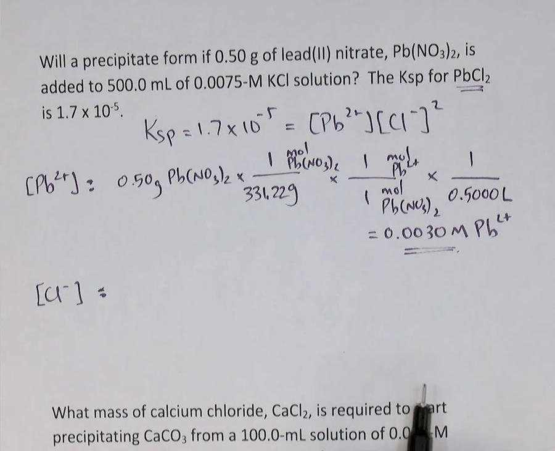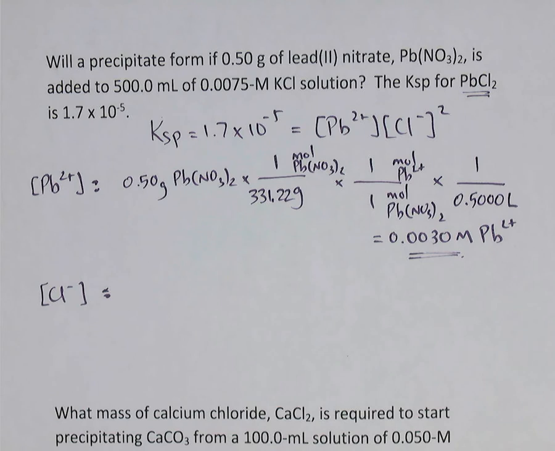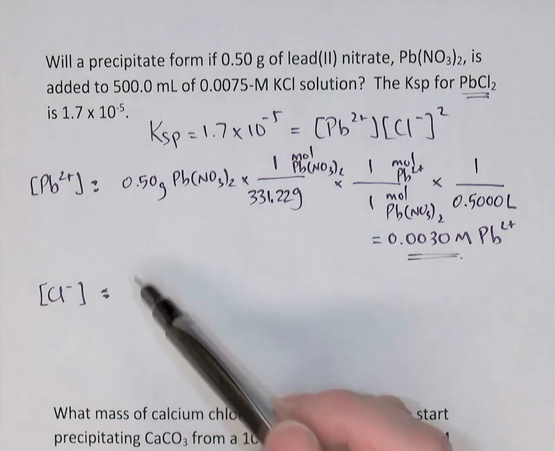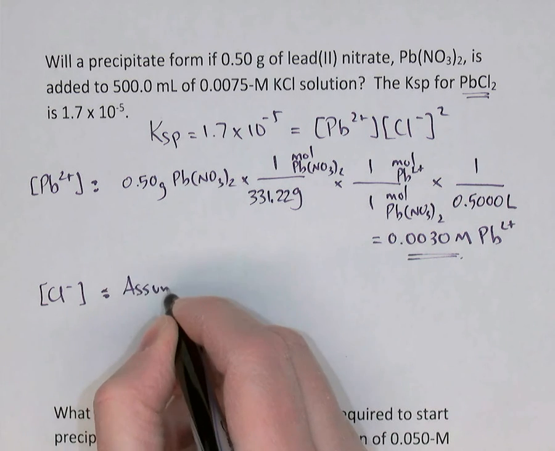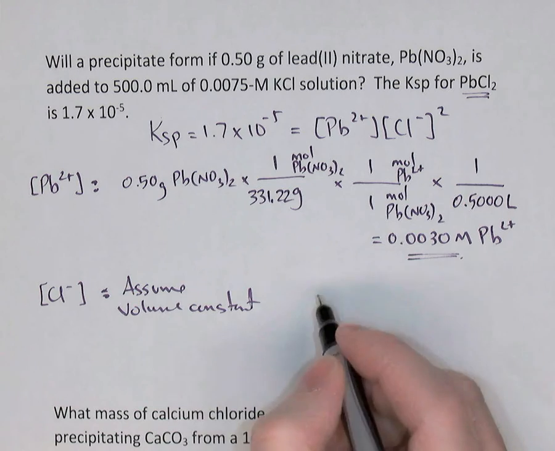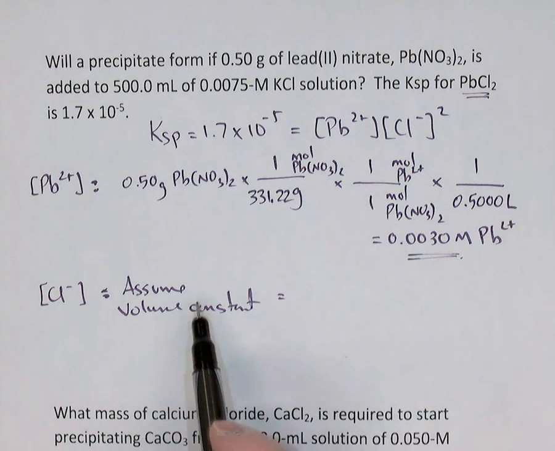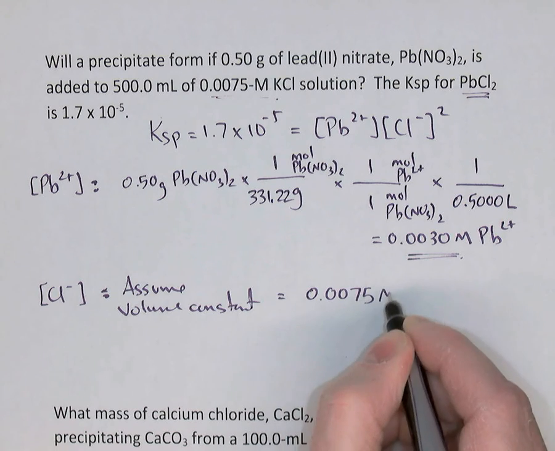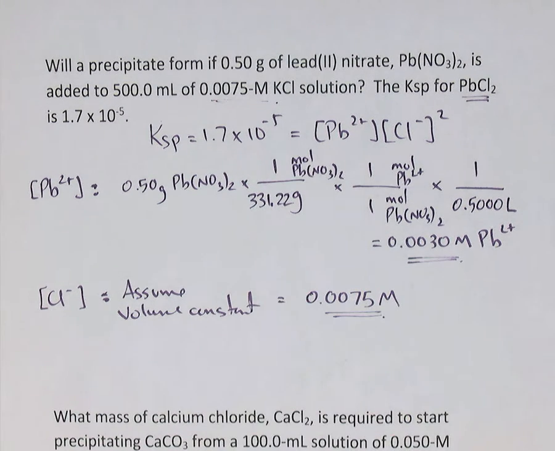For the chloride, we'll have to make a small assumption. In the previous question, we were mixing two solutions, and therefore the volume definitely changed. Here, we're mixing half a gram of a solid salt into 500 mL of solution. We'll assume volume is constant. If the volume is constant, then there is no dilution, so the concentration of chloride is right out of the question. It's going to be 0.0075 molarity. In the formula for potassium chloride, there's one chloride, so in a solution of 0.0075 molar potassium chloride, there's 0.0075 molar chloride floating around.